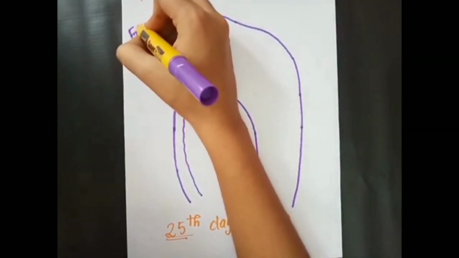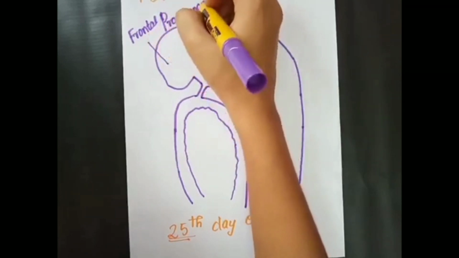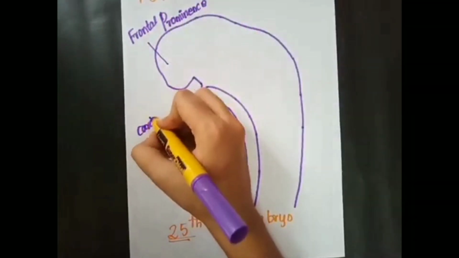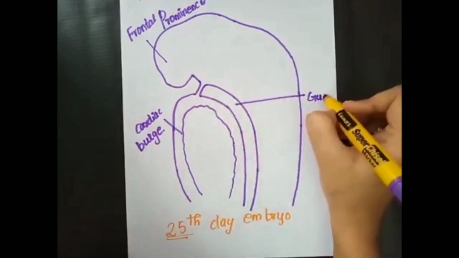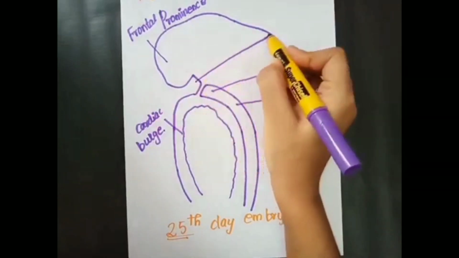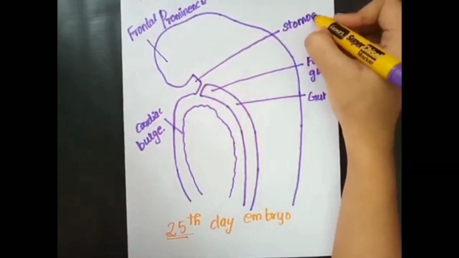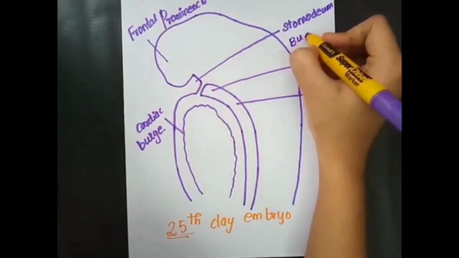This is frontal prominence, cardiac bulge, gut, foregut, stomodium, and this is buccopharyngeal membrane.